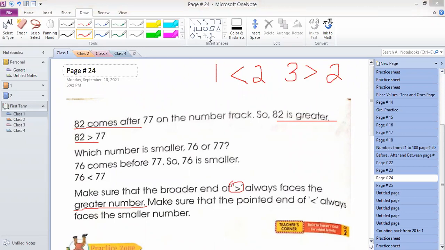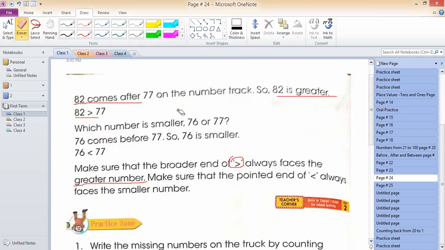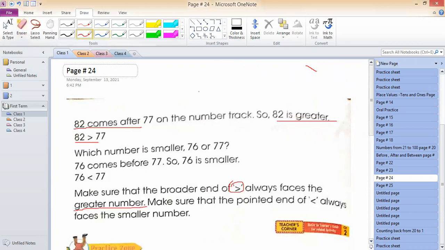Yes, sir. Very good. If anything is not clear to you, you can send a message in the chat box, or I can open your mic, take your question and answer you. So guys, you know about greater than and less than. The greater than sign always opens in front of the bigger number, and the less than sign, its end should be in front of the smaller number. This is the less than sign.